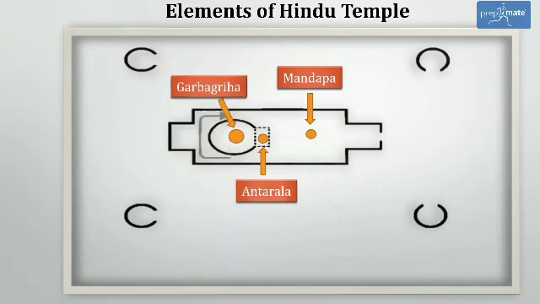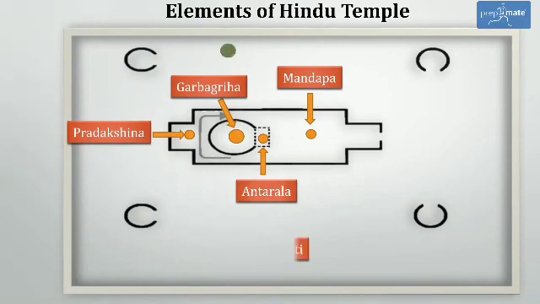Garbhagriha. It was a small room which housed the main deity. It is also known as Sanctum Sanctorum. Pradakshina. It was the path around the Sanctum Sanctorum. Jagati. Jagati was a raised surface, platform or terrace upon which some Buddhist or Hindu temples were built.